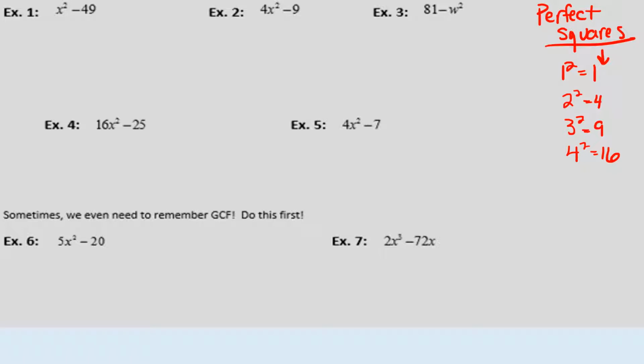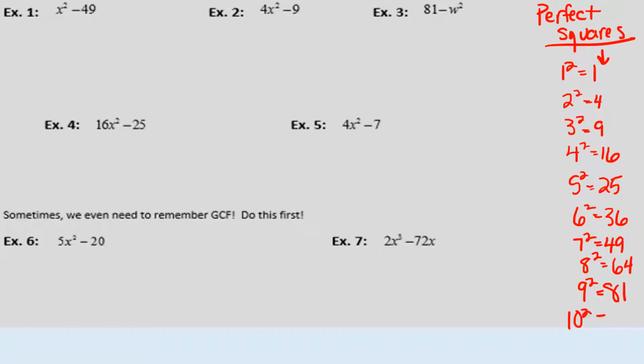So 1, 4, 9, 16, and if we kept going, 25, 6 squared is 36, 7 squared is 49, 8 squared is 8 times 8, which is 64, 9 squared is 81, and we'll stop at 10 squared, which is 100. We could keep going, right? Perfect squares are all the ones on the right-hand side: 1, 4, 9, 16, 25, 36, 49, 64, 81, 100. We could keep going to 121 and on and on.